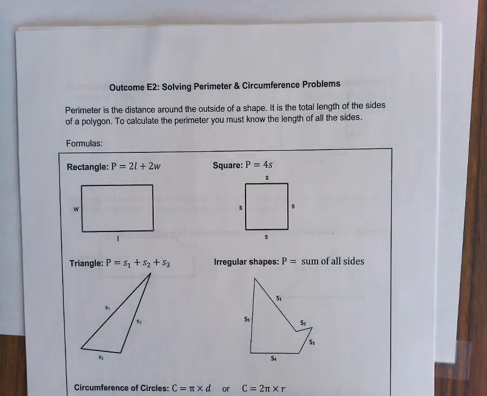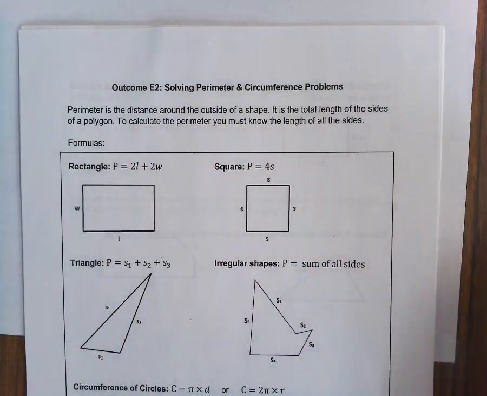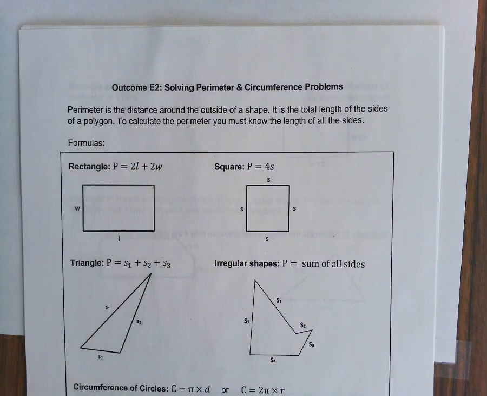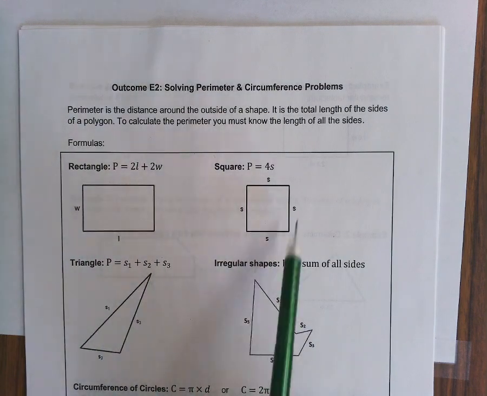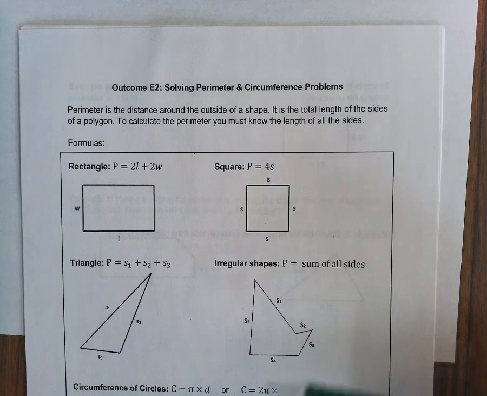In this lesson, we will review how to solve perimeter and circumference problems. So, as a review, the perimeter is the distance around the outside of a shape. It's the total length of all the sides of a polygon. So, in something like a rectangle, you would be adding up the lengths of the four sides. Same with a square or a triangle, and even irregular shapes. You're just going to add up all the sides.